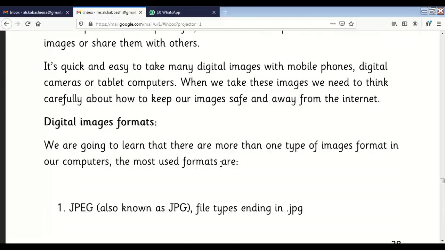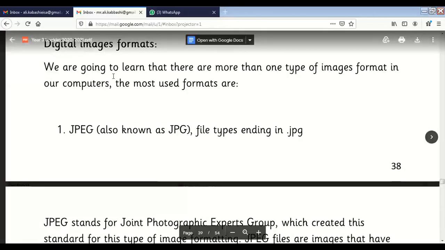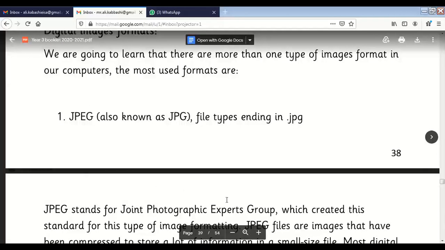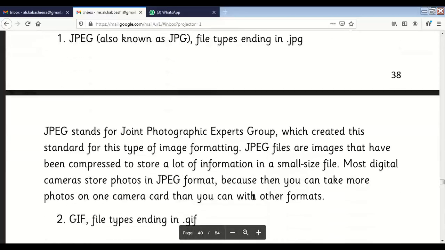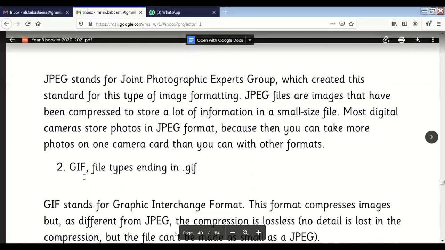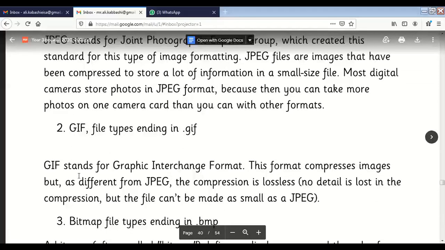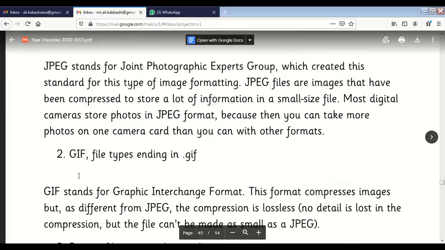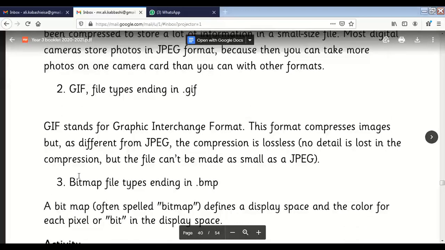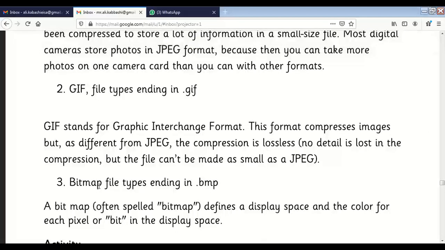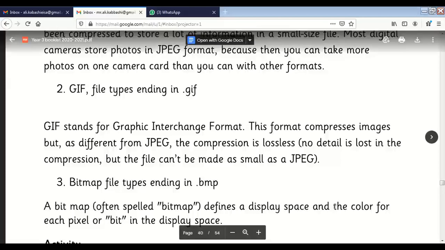And the last thing we learned was the types of digital image formats. The first one, JPEG, stands for Joint Photographic Experts Group. I showed you an example of it. The second one is GIF. It's not a video, it is a photo. It's bigger than the JPEG and it's compressed. And the third one is the bitmap, file types ending in .bmp. A bitmap defines a display space and the color for each pixel or bit in a display space.